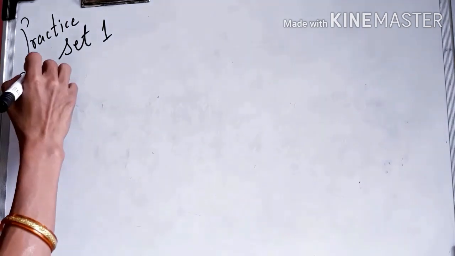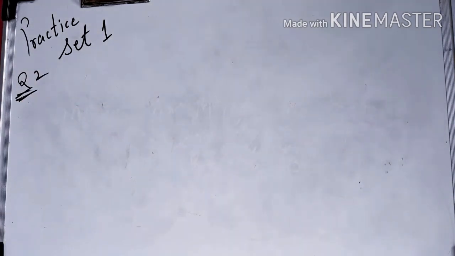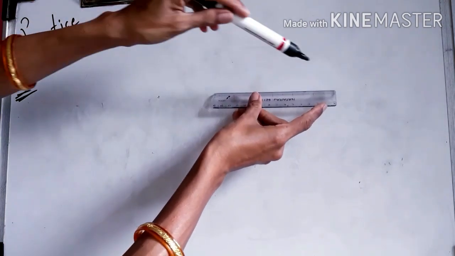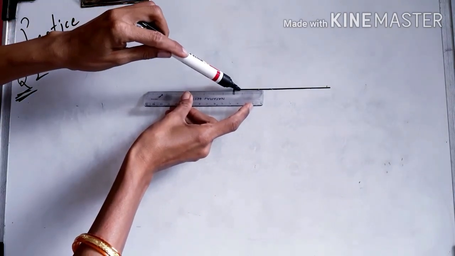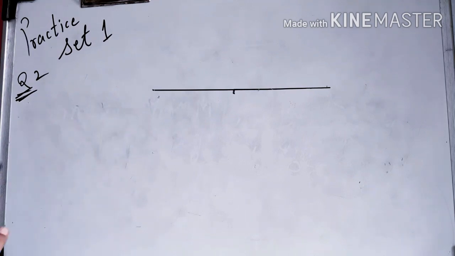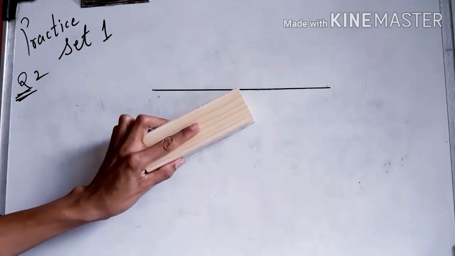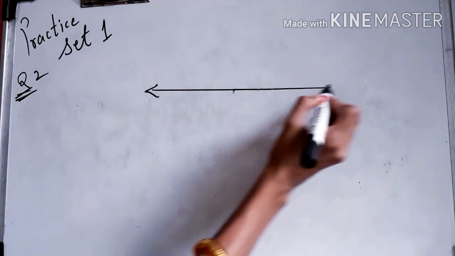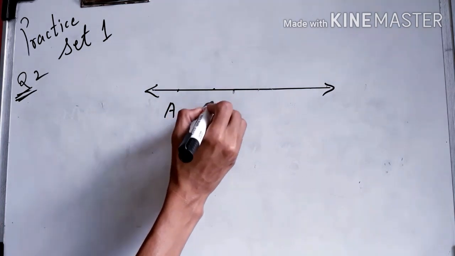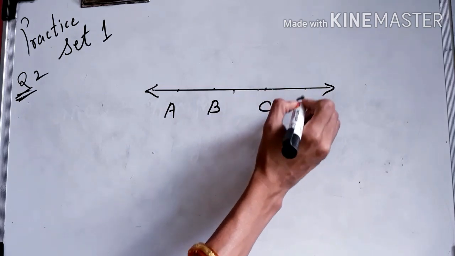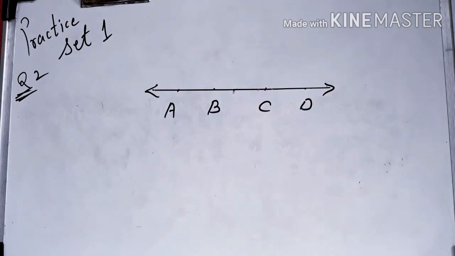Okay, so now question number 2. Write the different names of the line. So here in question number 2, one figure is given to you. That is a line. Some points A, B, C, D are lying on this line. A, B, C, D. And they ask, write the different names of the line.